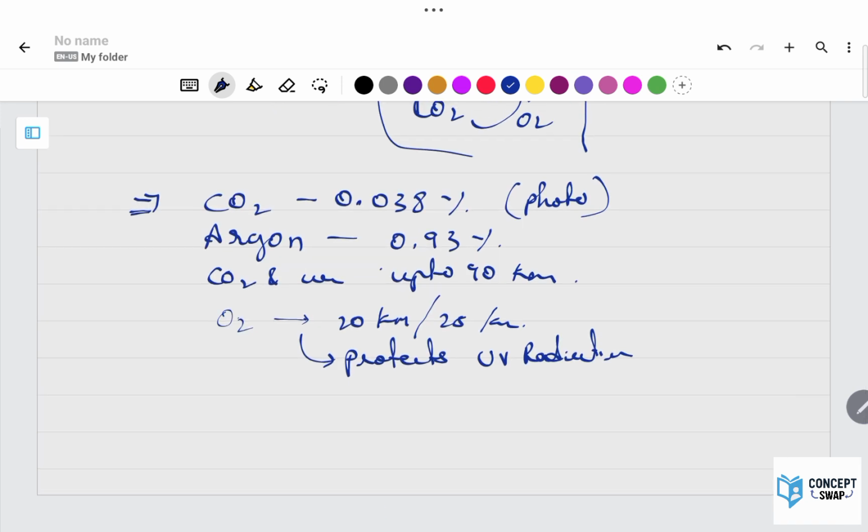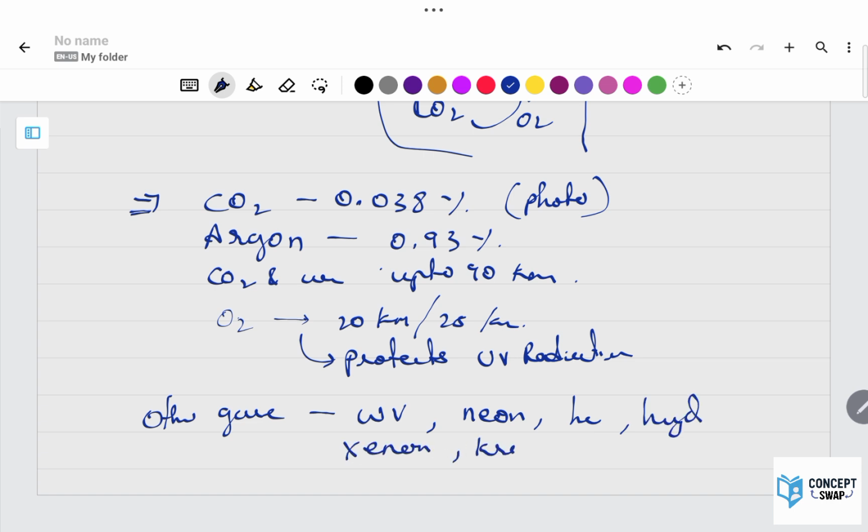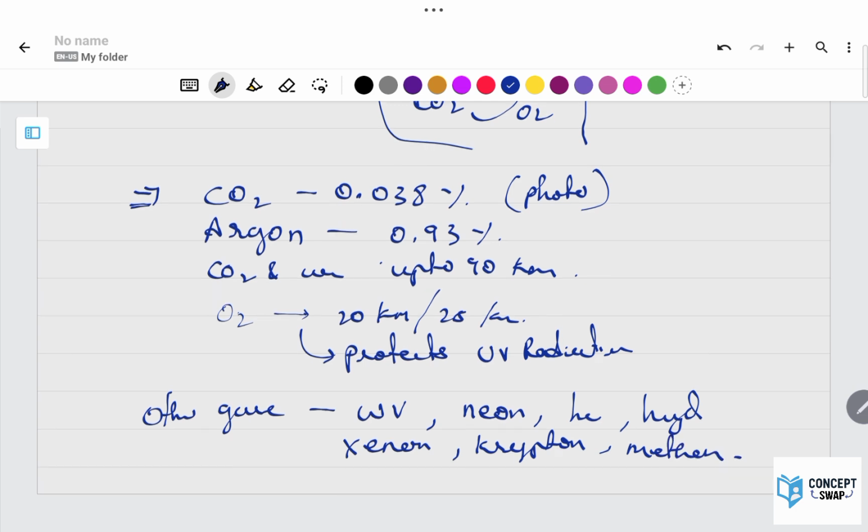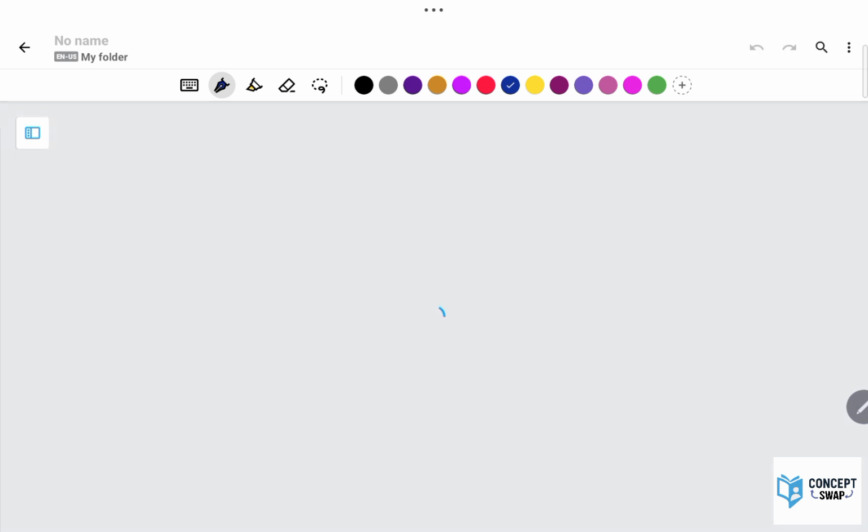Then the other gases are water vapor, neon, helium, hydrogen, ozone, krypton, methane, like that. There are also other gases.